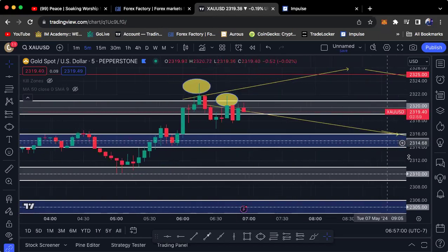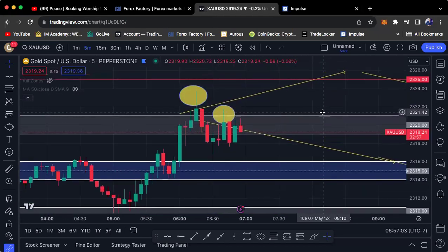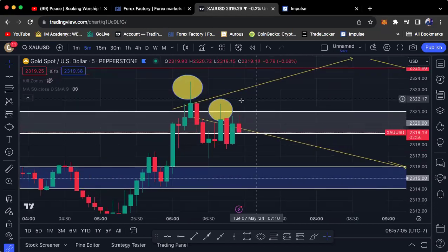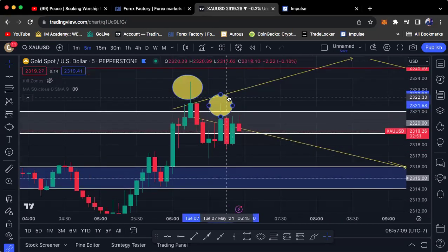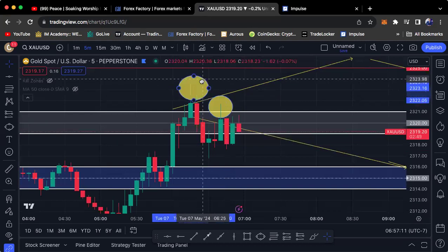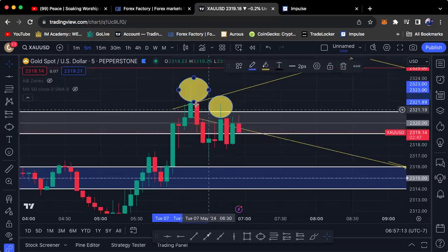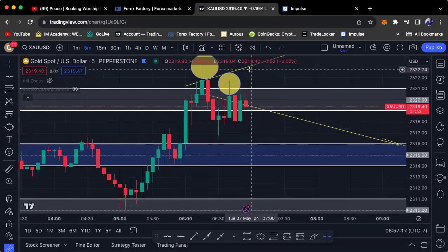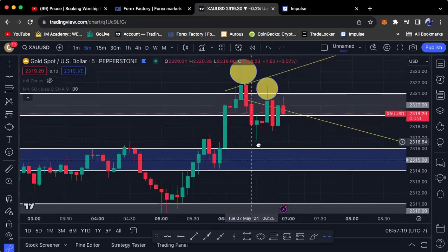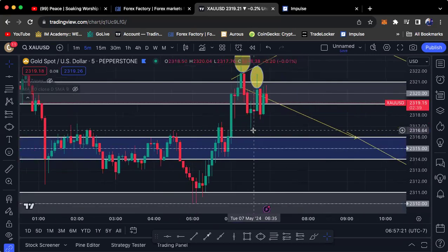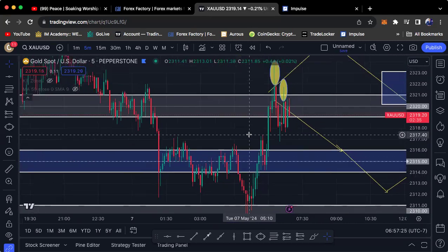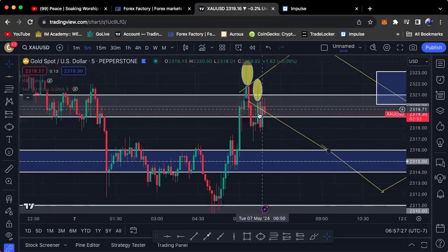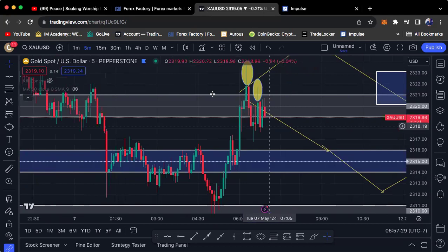Looking closely. That's why it's so important to study candlesticks, man. It gives you so much information as well. You see how it failed to close here? It just wicked. It failed to close below, it closed within structure. You see, now it's resisting here, now it's trending down.